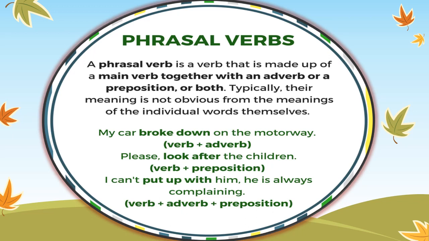The last topic we are going to discuss in this video is phrasal verbs. A combination of verb and preposition is called a phrasal verb. Phrasal verbs are usually two-word phrases consisting of a verb and an adverb or verb and preposition. For example, my car broke down on the motorway. Broke is a verb and down is an adverb. Together, they form phrasal verbs.